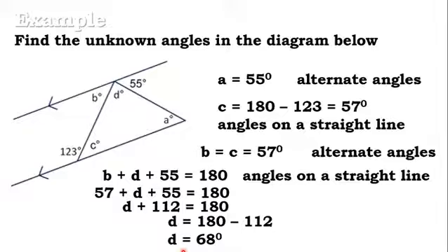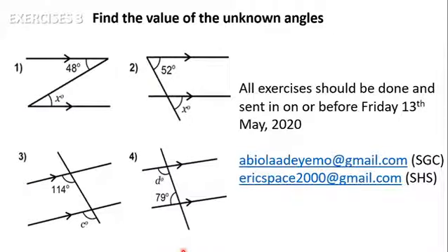Okay, so I'll leave you with the third exercise. Exercise 3, you have to find the value of the unknown angles in these 4 questions here. So you have exercise 1, exercise 2, and exercise 3. Okay, and all of them I would expect you to submit before Friday, the 13th of May, 2020, at the emails on your screen for SGC and for SHS. All right, and then by the time we are having the interactive classes, we'll go over it so we can ensure that you have a very good understanding of the concepts that have been taught.